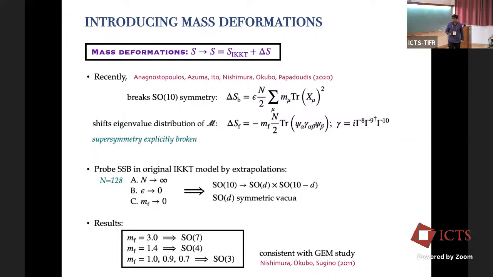They conclude that for the mass deformation parameter for the fermion part, there is spontaneous symmetry breaking from SO10 to SO7, and as we go lower and lower, this group further divides to SO3, and there is no further division after that. So in a way, they conclude that SO3 is the symmetric vacua of the IKKT matrix model, and this result is inconsistent with the Gaussian expansion study in 2011.